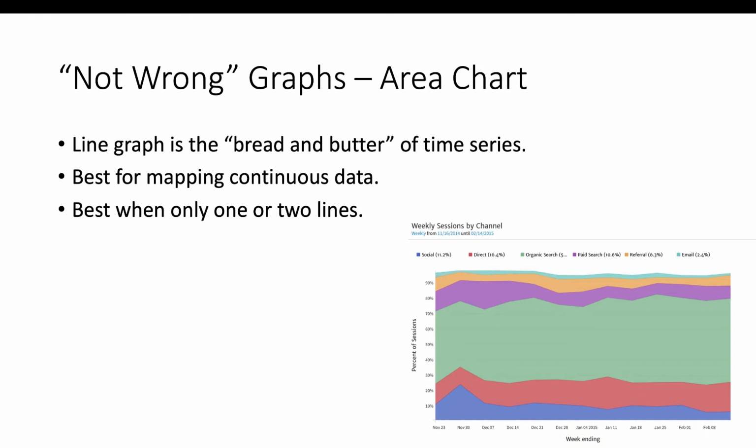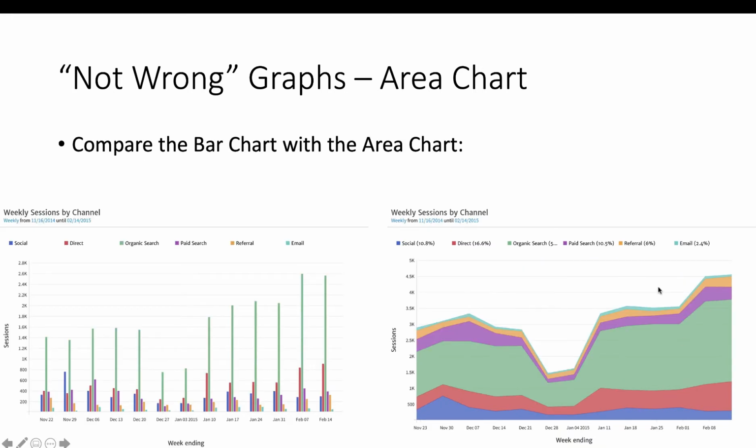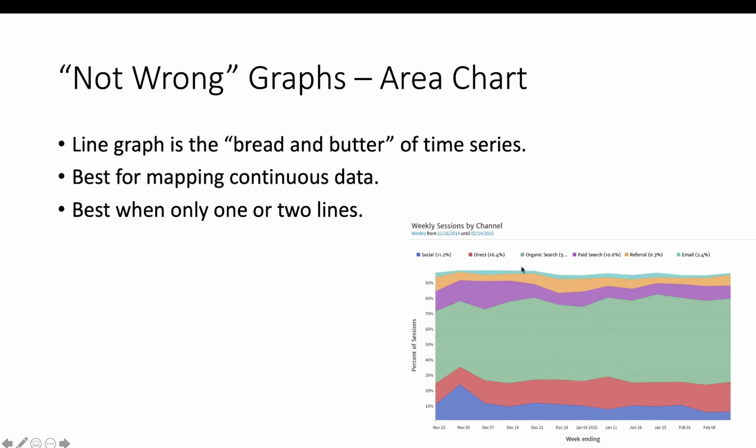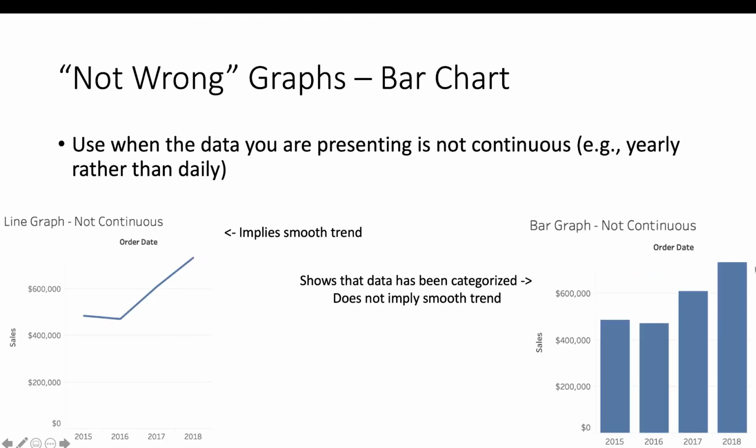So again, the line graph is that bread and butter, but an area chart like this one is a to 100% chart. Whereas this one is just showing the sessions in pure numbers, this one's calculated to the 100% line. Now, a bar chart for time series is also not wrong. And in some cases, it might be more not wrong than a line chart.